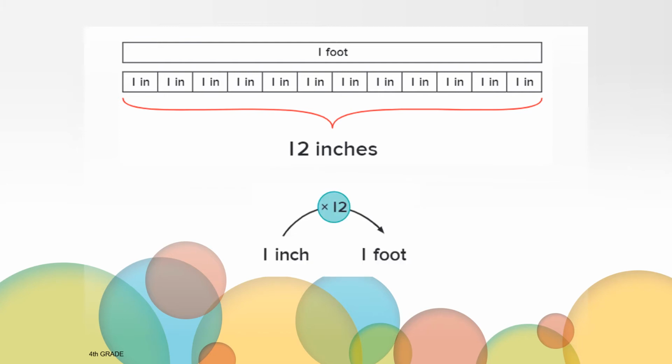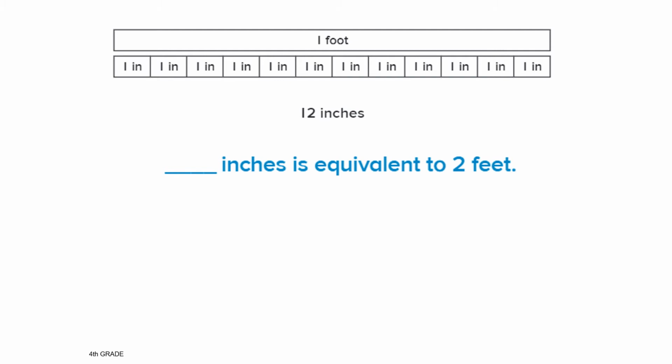There are 12 groups of 1 inch in 1 foot. That means that 1 foot is 12 times as long as 1 inch. Let's use what we know about the relationship between inches and feet to determine some other measurements. Blank inches is equal to 2 feet. Use your ruler or the picture on the screen to solve this problem.